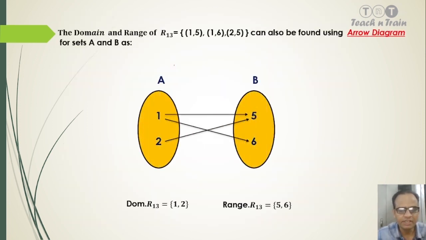There is another method to write all possible relations in set A cross B, and that is called the method of arrow diagram. In an arrow diagram, we write one set in one shape and the second set in another shape. After that, we write the correspondence between the elements of set A and B. Suppose I am representing relation number 13 with the help of an arrow diagram. On one side I'll write the elements of set A and on the other side I'll write the elements of set B. I'll make the correspondence between the elements of set A and set B and represent them with arrows. And I can easily get the domain and range sets from this diagram.